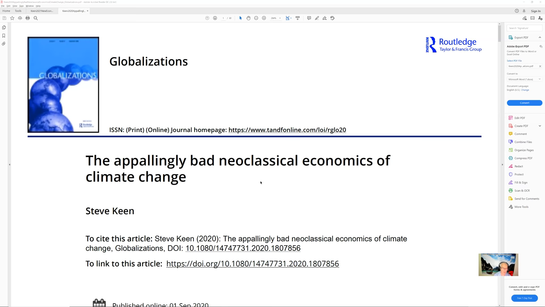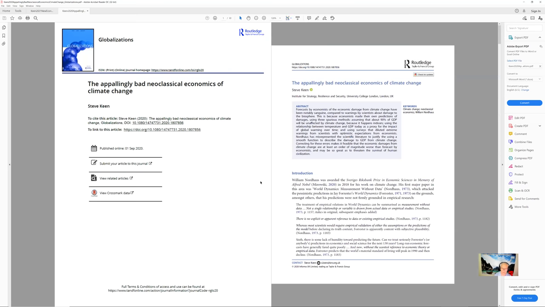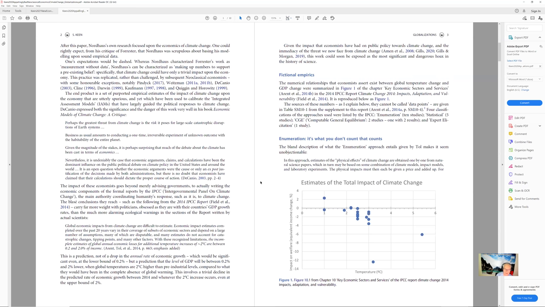Now, this is my article. It's now available online again for free. It was for a while behind a paywall. So you can go and search for that and you'll find it and you can download it and take a look. This chart shows their so-called estimates of the total impact of climate change, including one estimate that a 1 degree increase over pre-industrial temperatures will increase GDP by 2%. And then you look at this level here where they're looking at a 3 degree increase in temperature, they're saying at most a minus 4% change to GDP.